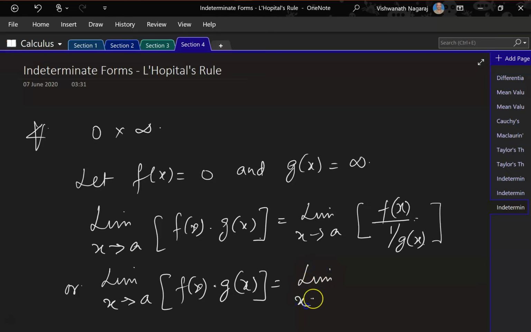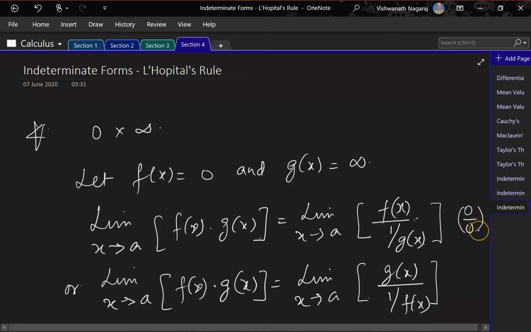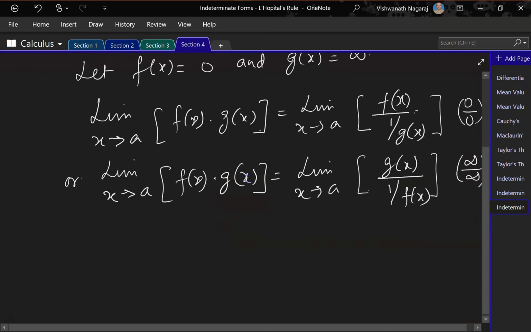Or the limit as x approaches a of f of x times g of x is equal to the limit as x approaches a of, now if we do the other way around, instead of taking g of x down we take f of x down. So then what happens is 1 by f of x. Now remember this is 0 by 0 form. This becomes infinity by infinity form. And in either case we know how to do it.